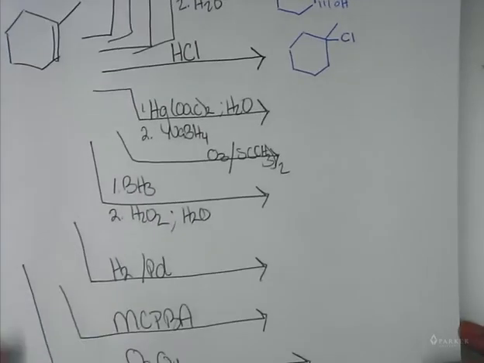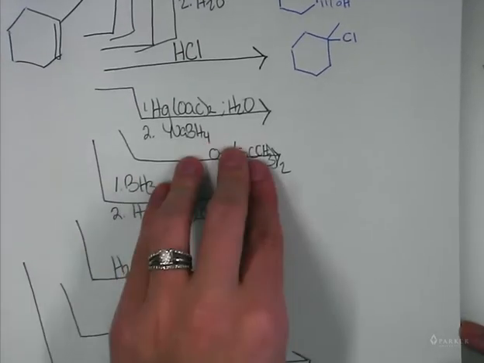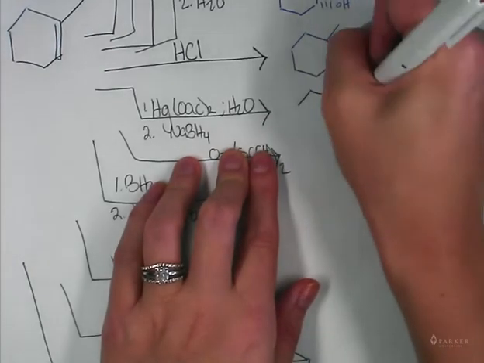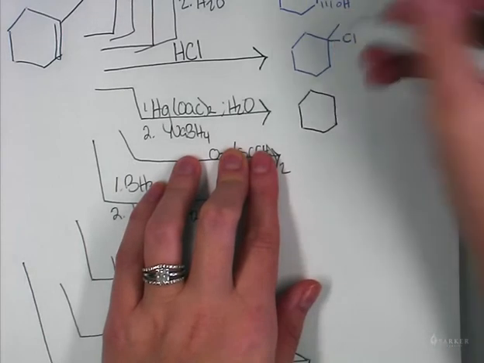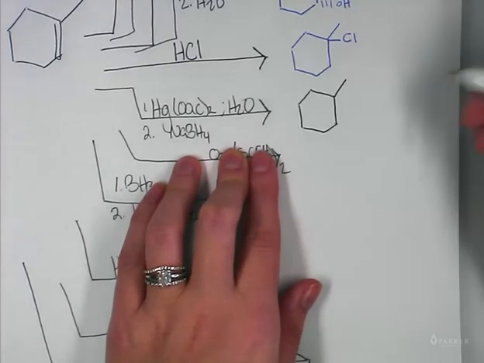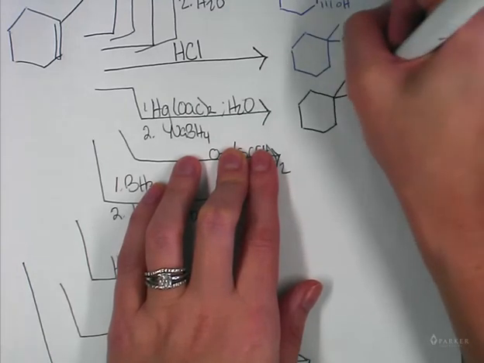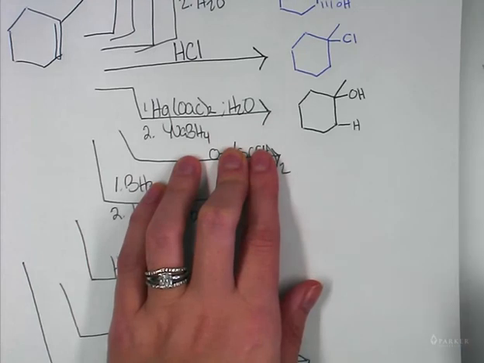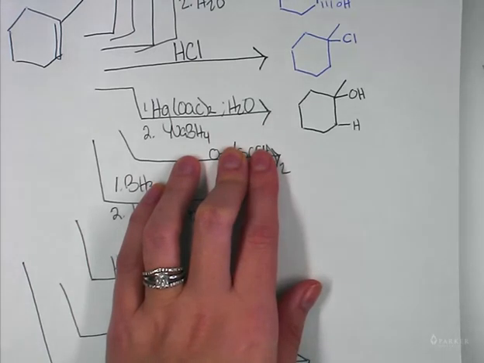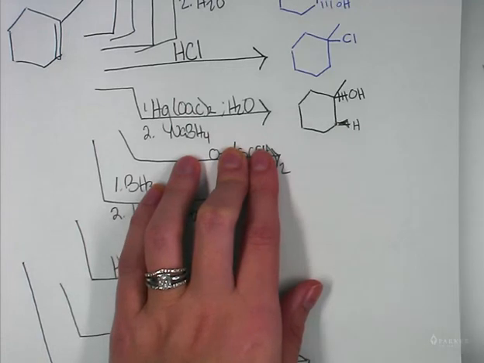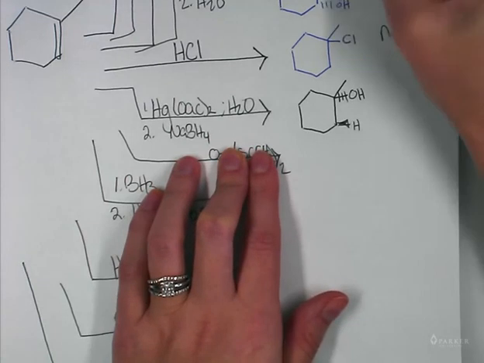What about the next one? What does this add? OH. Markovnikov or anti-Markovnikov? Markovnikov, because there's no peroxide, so the OH will go to the top, right? And then go ahead with the hydrogen on there. How do they add? Anti, yeah. I mean, they're going to add opposites. We're looking at wedges and dashes.